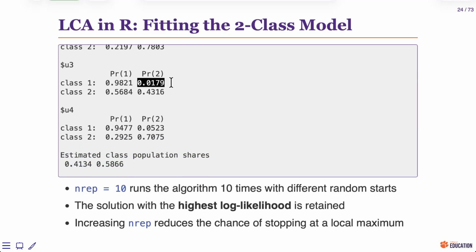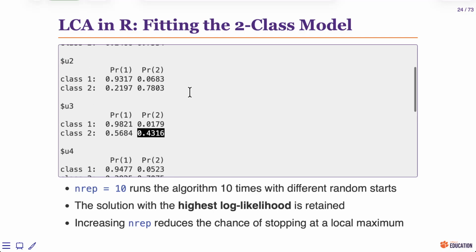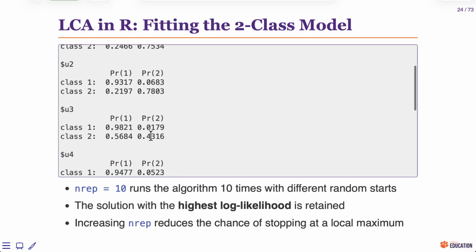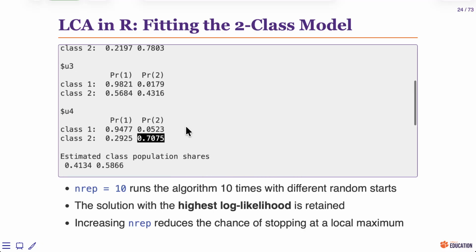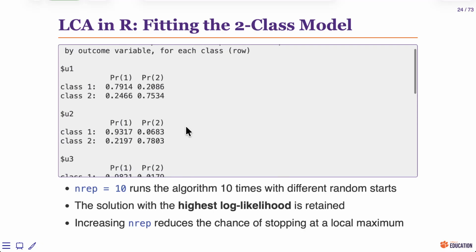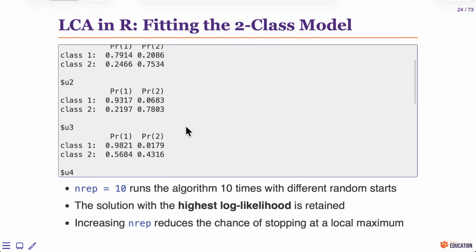People in class 1 only had about a 2% chance of answering it correctly, whereas people in class 2 had a 43% chance. Now, that's lower than the 70% you see in each of these other places, but this is a little bit harder item, I believe. And finally, people in class 1 had a 5% chance of answering item 4 correctly, and people in class 2 had about a 71% chance of answering item 4 correctly. So that's trying to give us a sense of how each person from each class would answer, or what chance they'd have of answering each item.